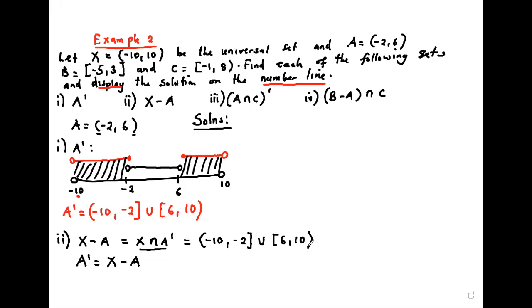Previously, you mentioned that we have to start with the universal set. So what happens when you're not given the universal set? You will always be given the universal set. So there will always be a universal set. You don't have to worry about that.